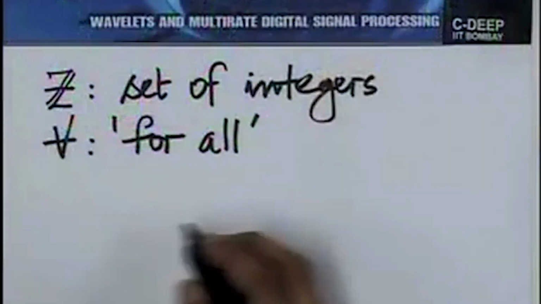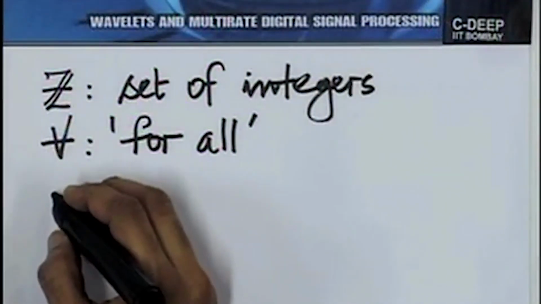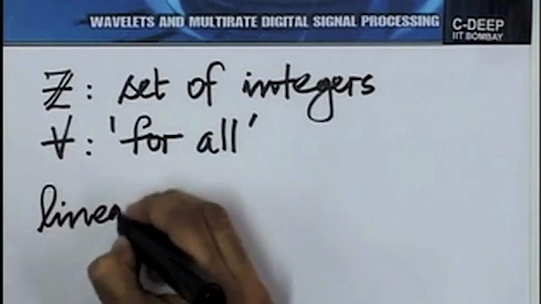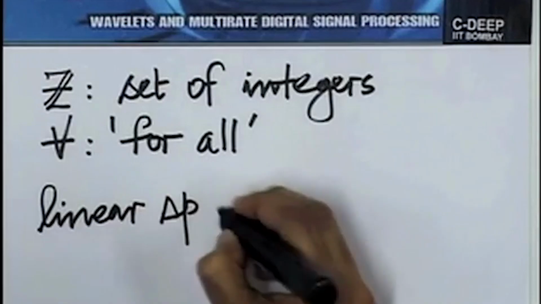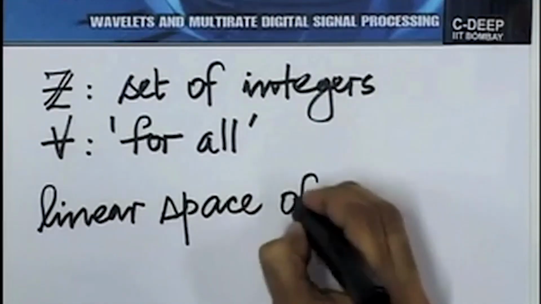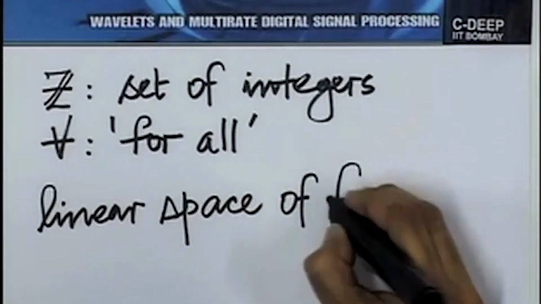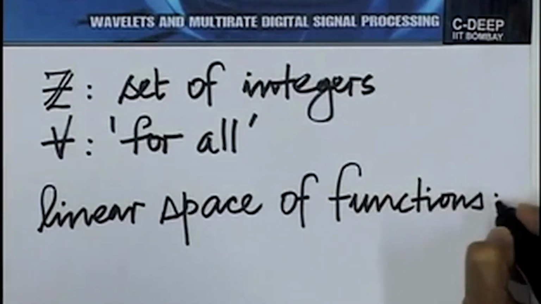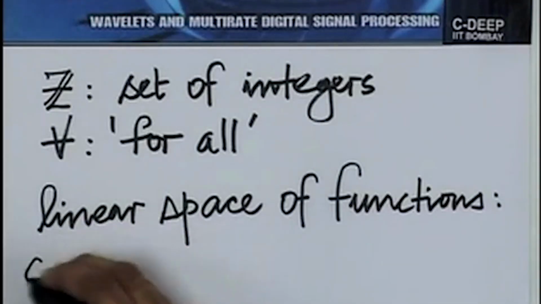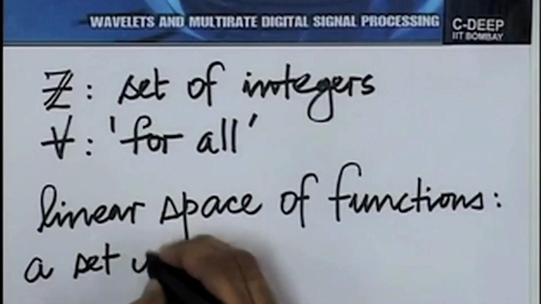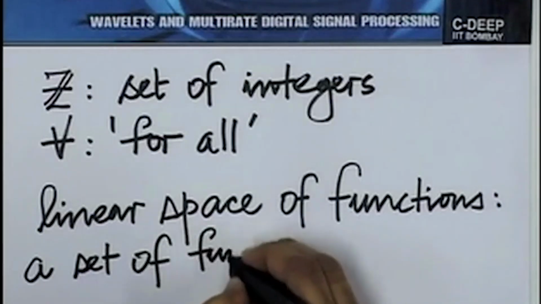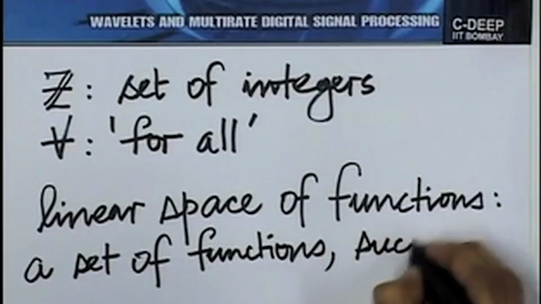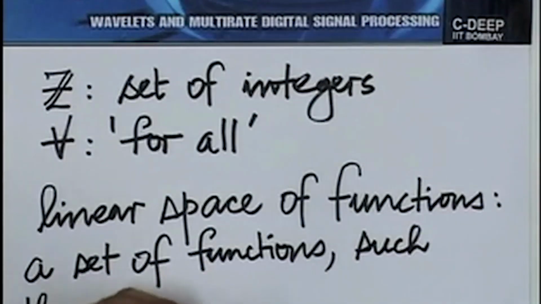So, we say a set of functions forms a space, a linear space, if it is closed under linear combinations. So, we say a linear space of functions is a set of functions such that linear combinations fall in the same set.